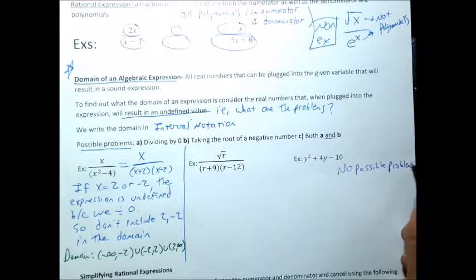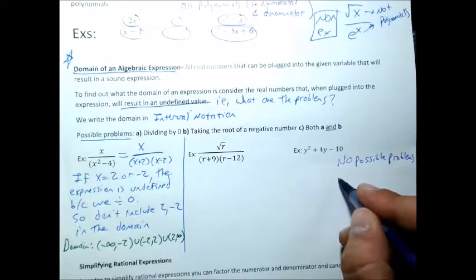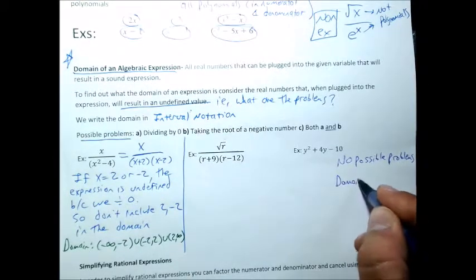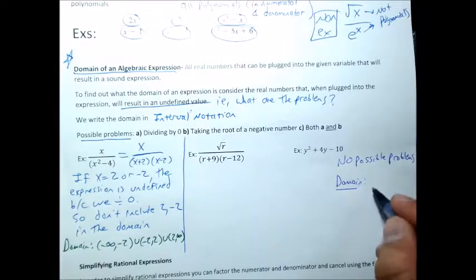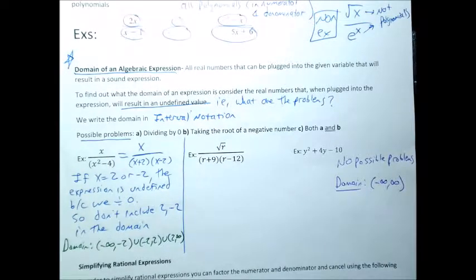Right, we can plug anything into that equation. And so the domain in this case is everything. And so we would just put minus infinity all the way to infinity. And so just be aware that there's functions out there that have that domain. And in fact, many functions have that domain. Any function that doesn't have a fraction or a radical in general will have a domain of minus infinity to infinity.